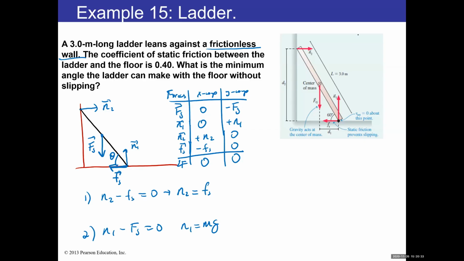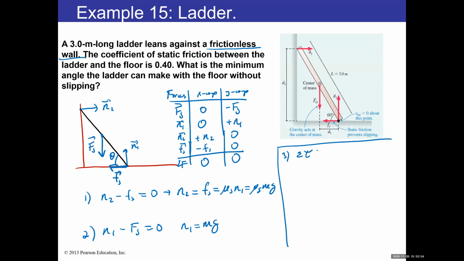I can simplify a little bit because F of S equals mu s times normal force 1, and this equals mu s times mg. So this is as far as I can go from here. But next I can use equation 3, which is the net torque.